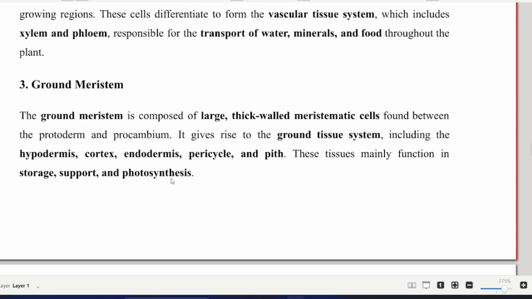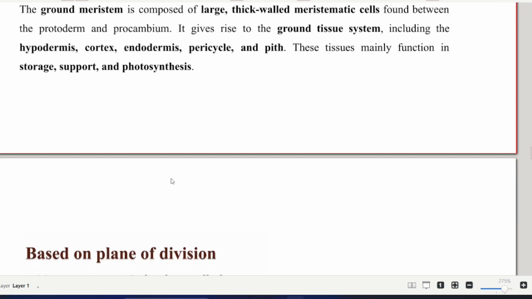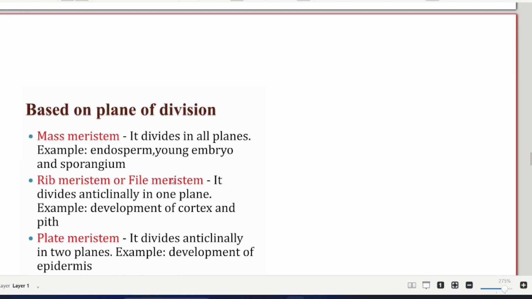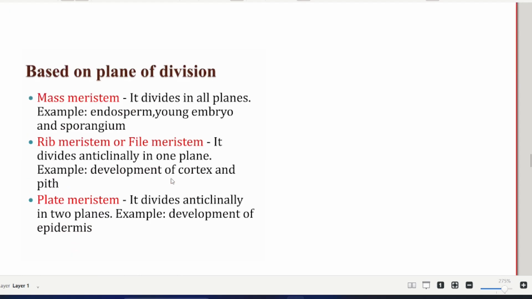Wherever there is the presence of chlorenchymatous tissue, there will be photosynthesis, as there is a presence of chloroplast in this tissue. And the last one is classification on the basis of the plane of division. The first one is the mass meristem. Mass meristem divides in all planes, and it is found in the endosperm and the young embryo in the sporangium.